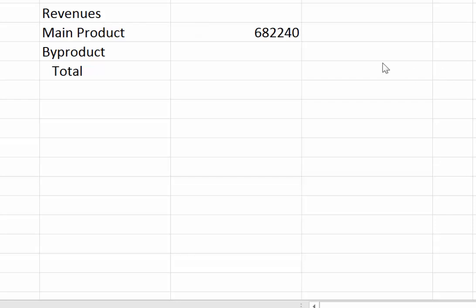So we end up with $682,240. Okay, so it should be the same for the sales method as well. So I'm not going to worry about it. So it's the same number.